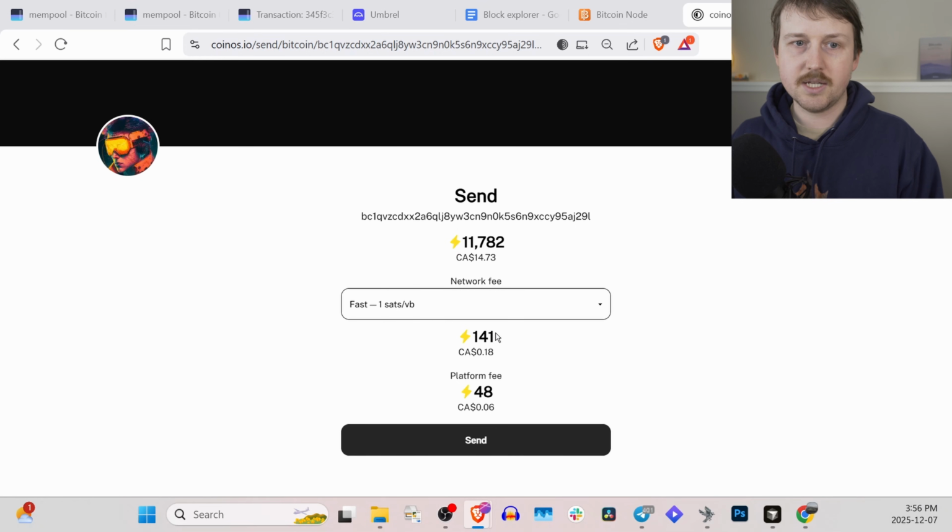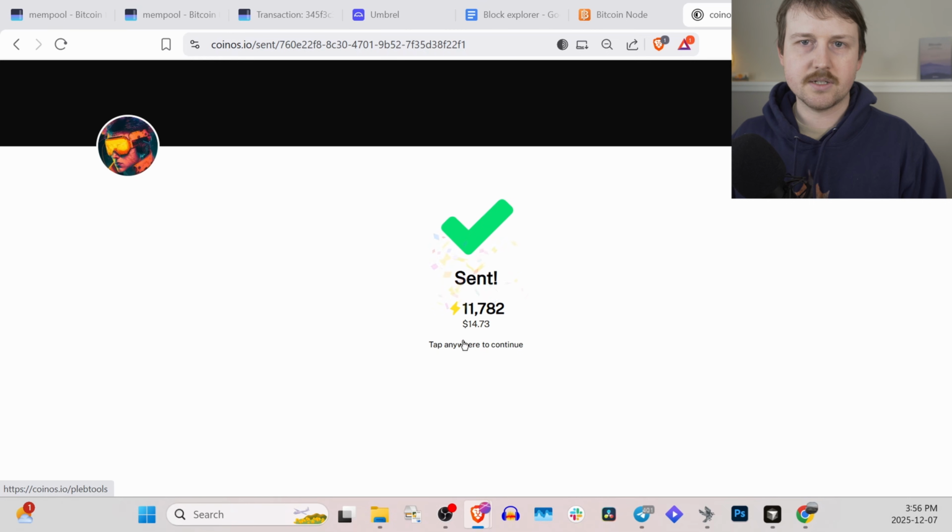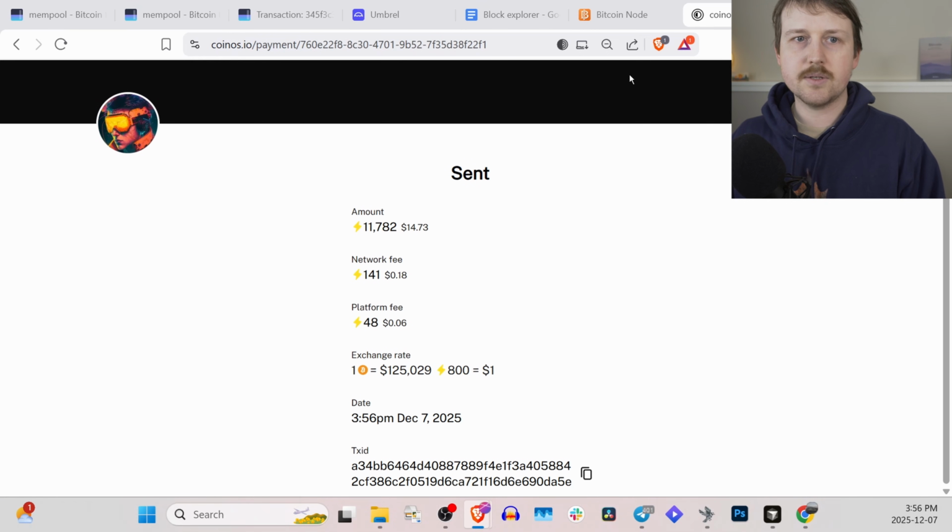It's going to cost me 141 sats in sending the transaction, and there's also a platform fee because this is held in Lightning, so they need to swap it over to on-chain. So let's press send, and we can tap here. Now I actually went into the transaction itself, and there's a transaction ID associated with it.